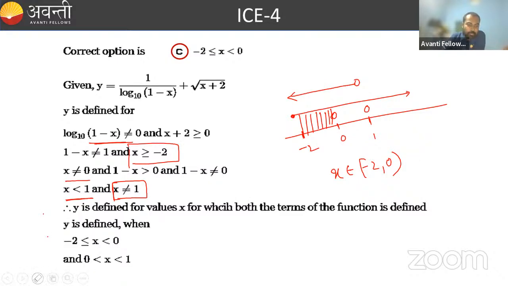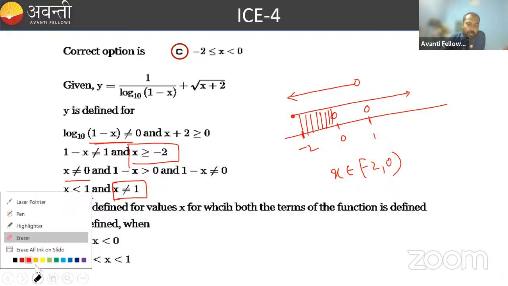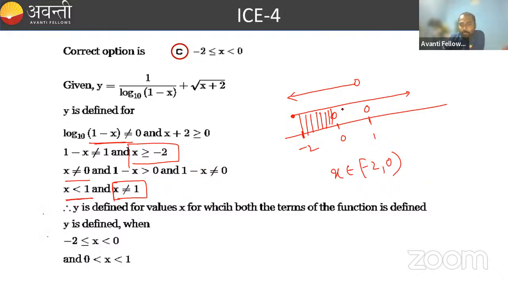This is union. Why are we taking union? Because we have already taken the intersection. Now, whatever intersection portions we are getting, that is our answer. Union 0 to 1. And 0 and 1 are both endpoints that are excluded, right? Because x is not equal to 0 and x is not equal to 1 also, right?